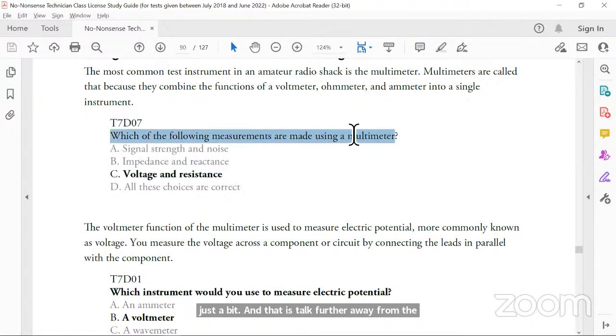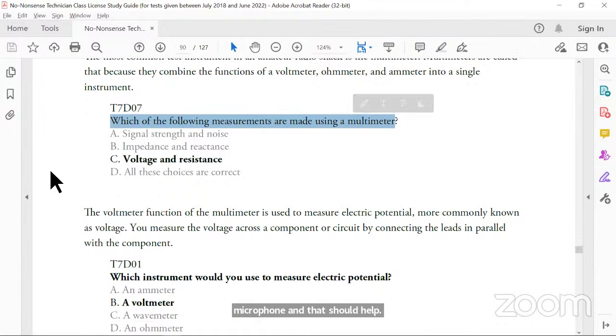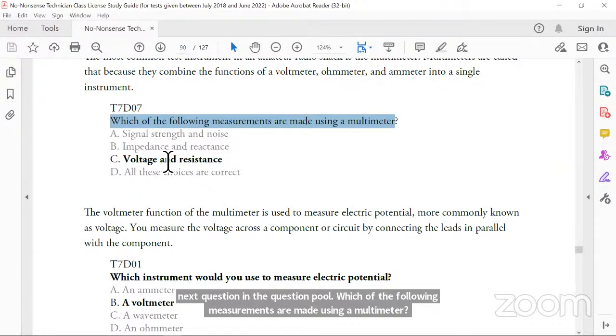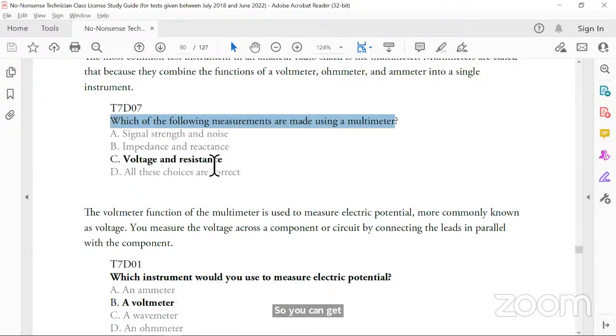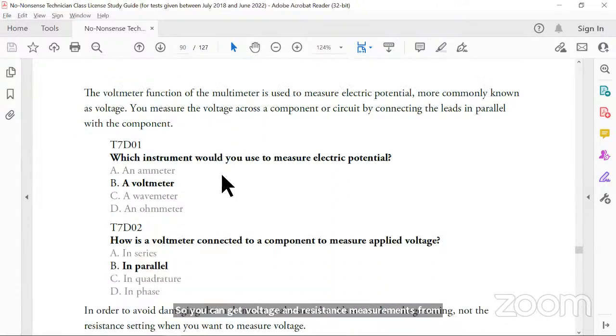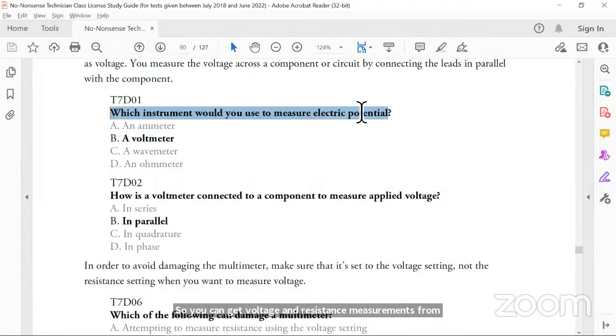Okay, next question in the question pool. Which of the following measurements are made using a multimeter? So you can get voltage and resistance measurements from a multimeter. Okay, let's go. Next question.